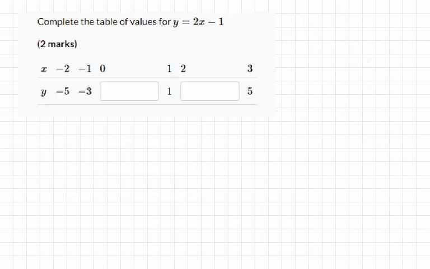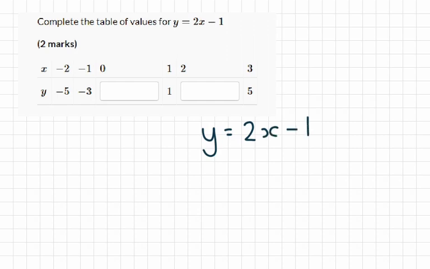Slightly different equation this time. This time we've got a table of values to fill in for y equals 2x minus 1. So this time we've already been given the table of values, and this does happen sometimes. Sometimes you're given a table of values for you to fill in. So we can see here some of the values have been filled in. All we have to do is x equals 2 and x equals 0. So we have y equals 2x take away 1.